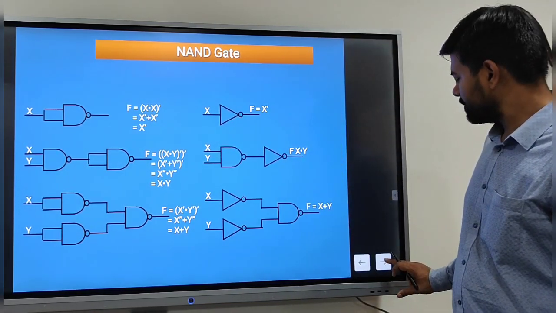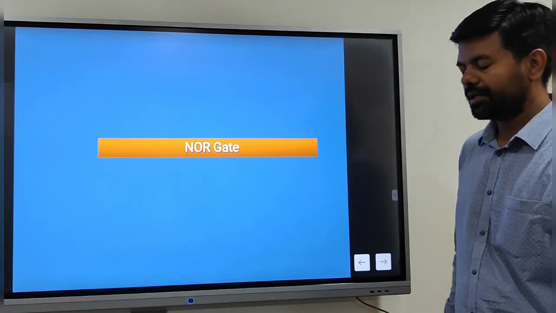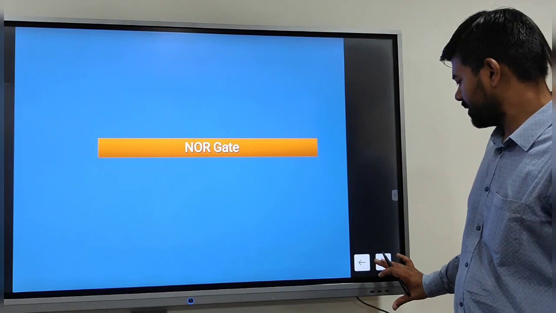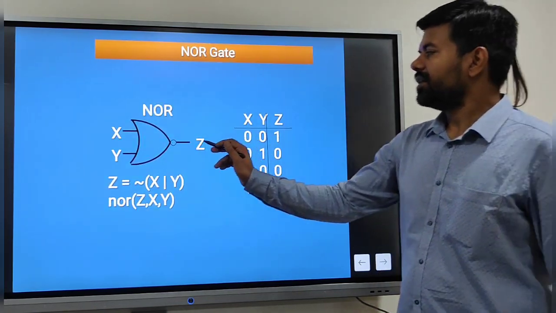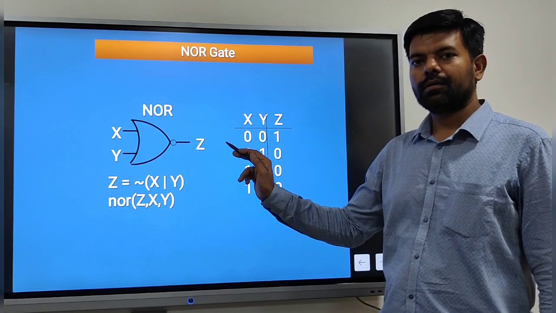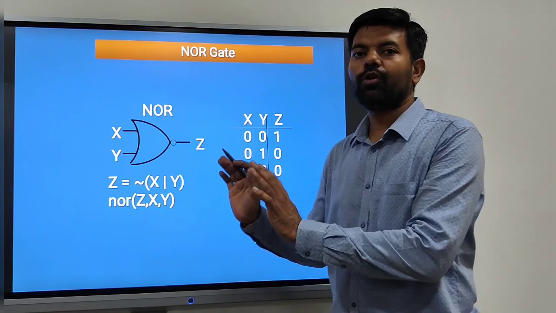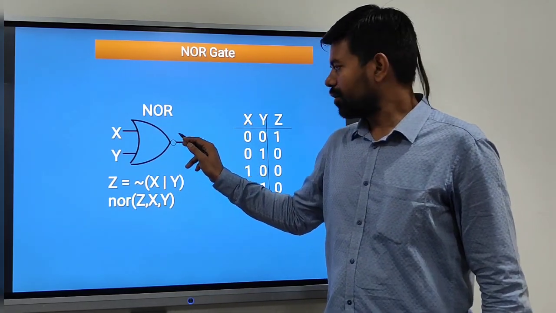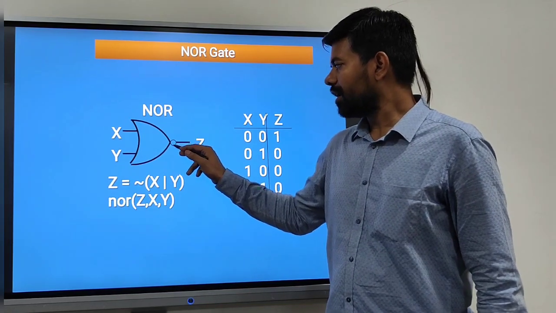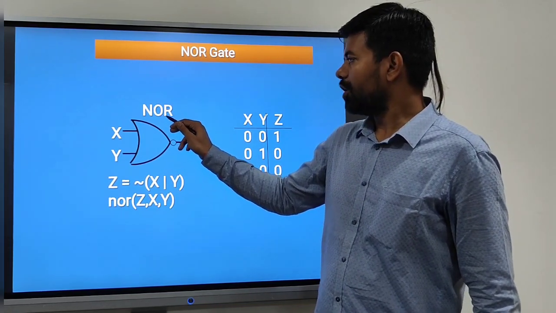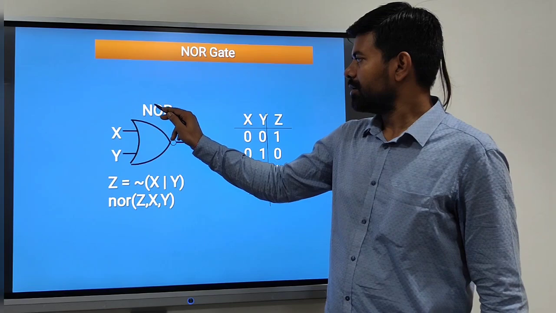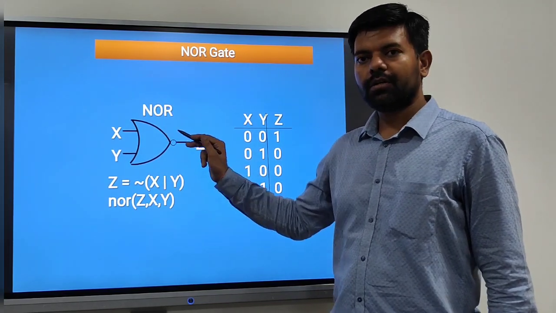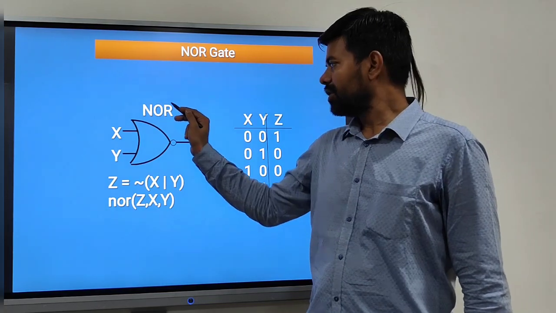Now we will see the NOR gate. The NOR gate is also known as a universal gate, and we put the NOT operator in front of the output. Before giving the output, we put a NOT, or a bubble. So it becomes OR plus NOT: the combination of OR and NOT becomes NOR.